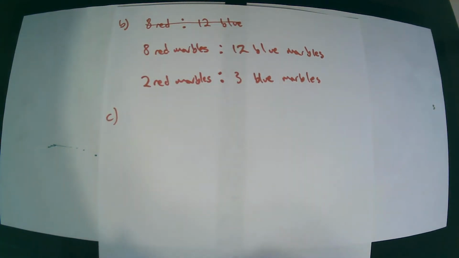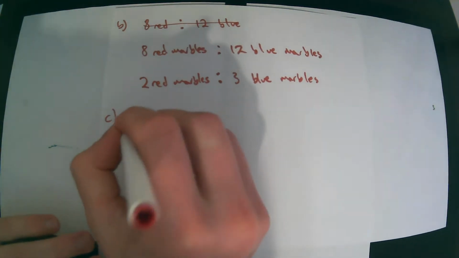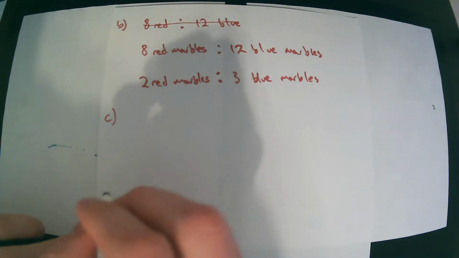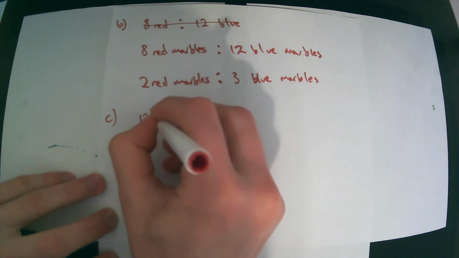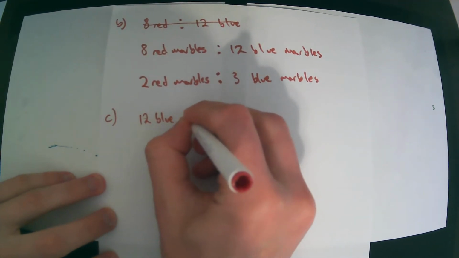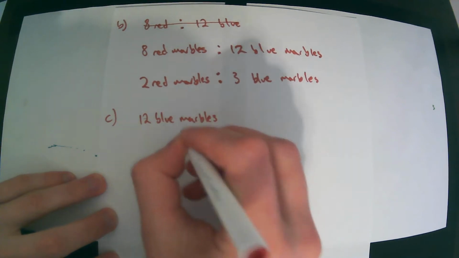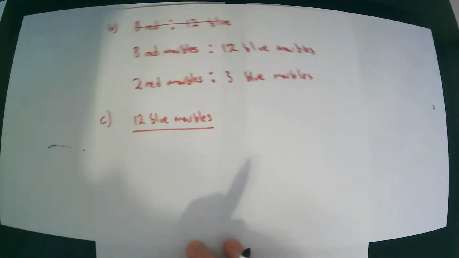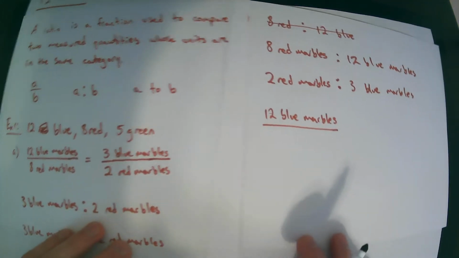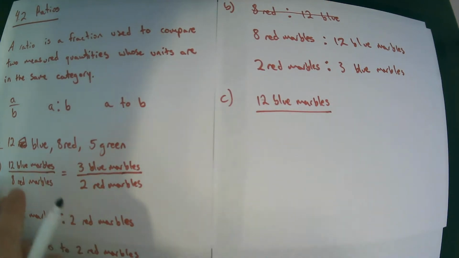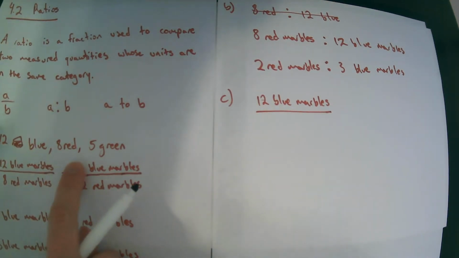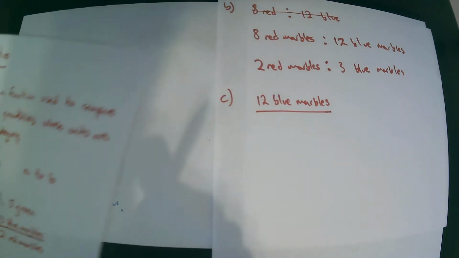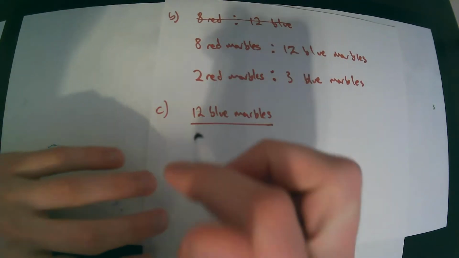Okay, C is blue to total. Okay, so that's interesting. We want the ratio of blue marbles to total marbles. So there are 12 blue marbles. I'll write it in fraction format. To how many total marbles? Well, there are 12 blue, 8 red, that's 20, and 5 green, so 25 total.